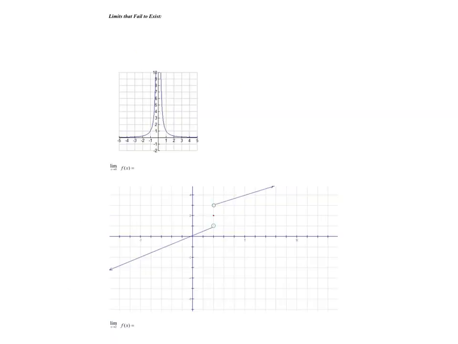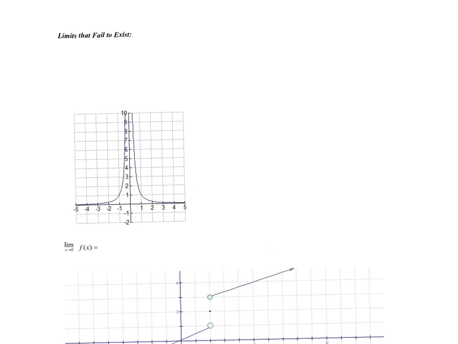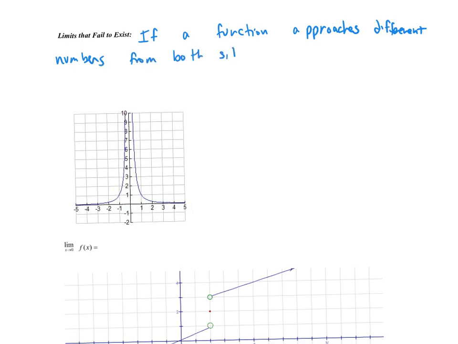Now sometimes limits will not exist. And typically the way they will not exist is if they don't approach the same number. So if a function approaches different numbers from each side, or no number at all, we say the limit does not exist.